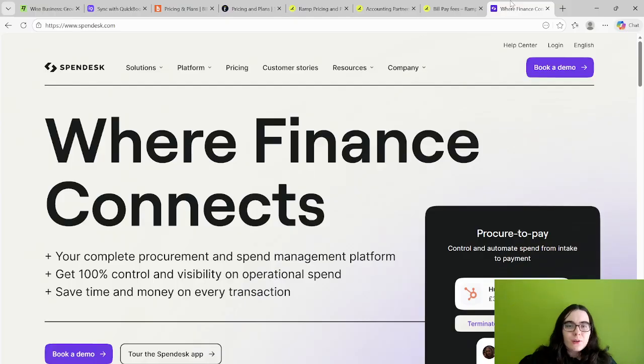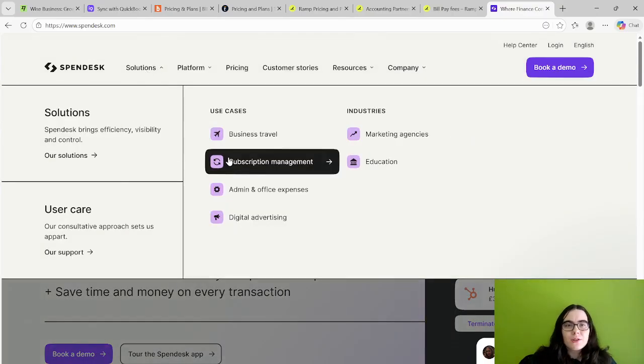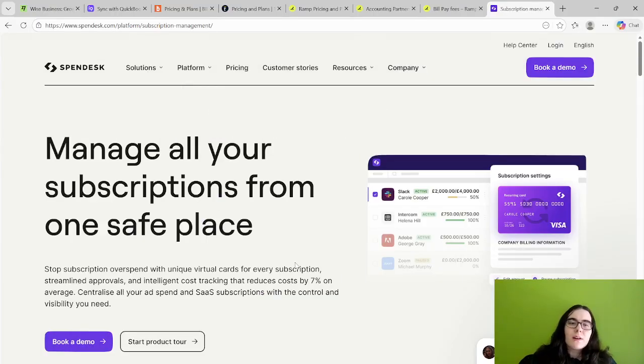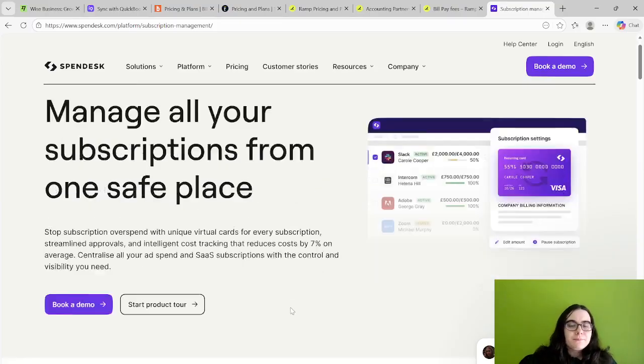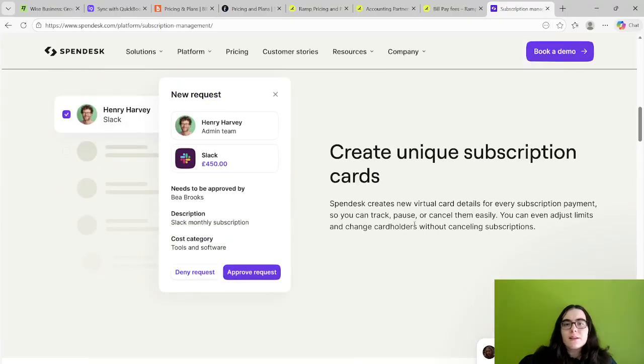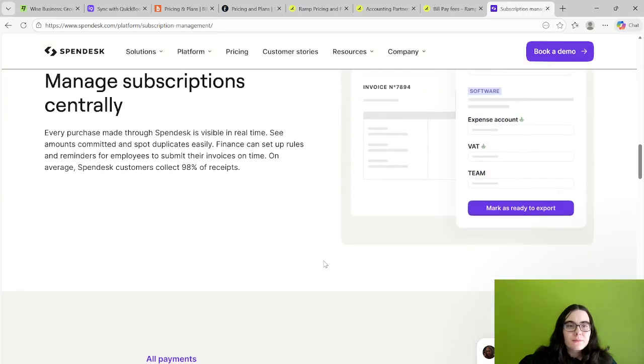So the last Wise alternative we will talk about here is Spendesk. Spendesk is pretty similar to Ramp and Tipalti in that it's for payables only. So no AR with this, which could be a drawback. But they do have a lot of helpful features. Subscription management is a big one. They can help your business manage its software subscriptions. You can track all of these, pause them, cancel them, and that can really cut costs.